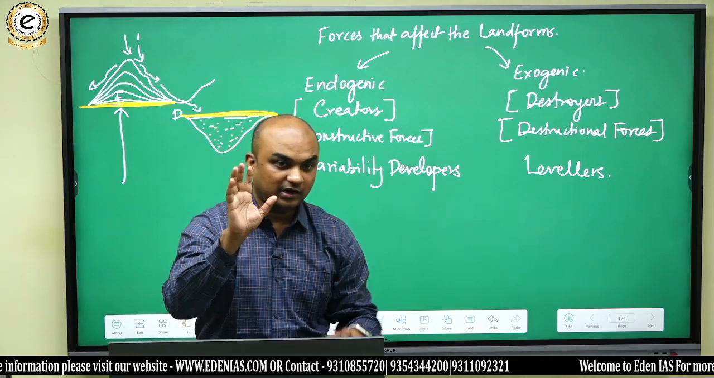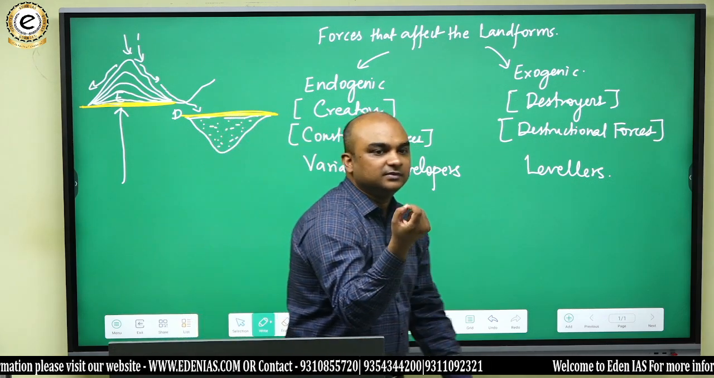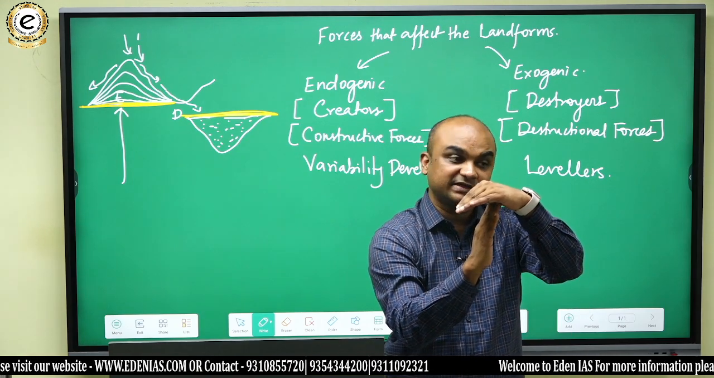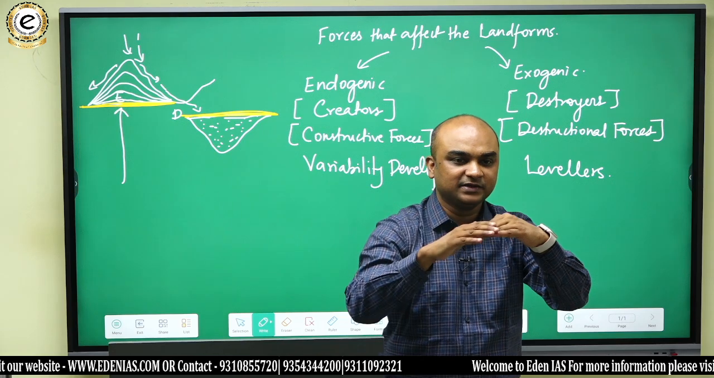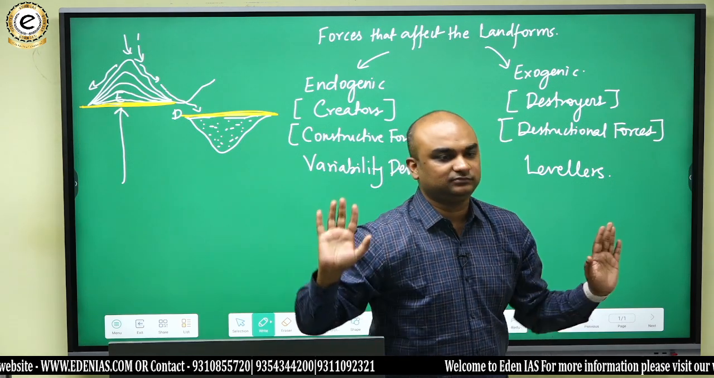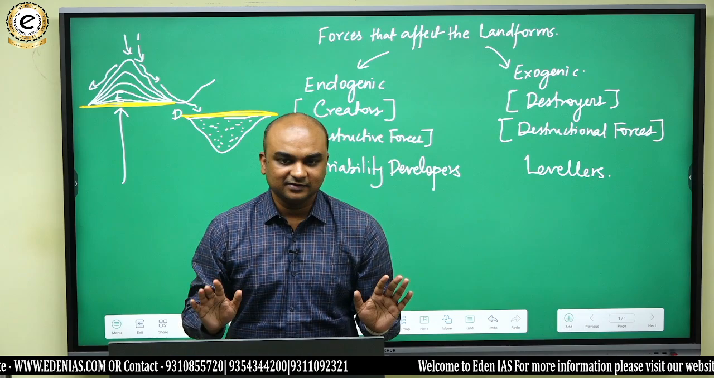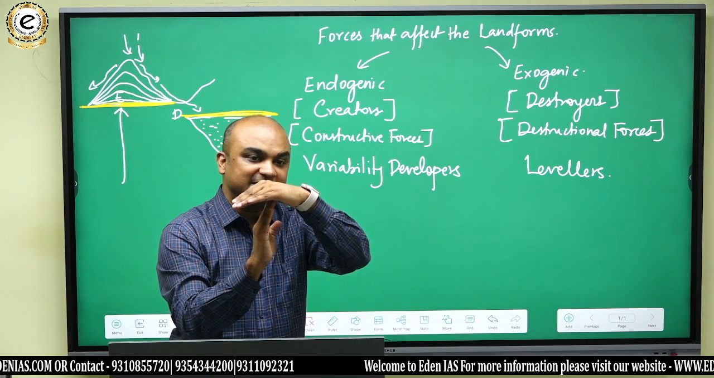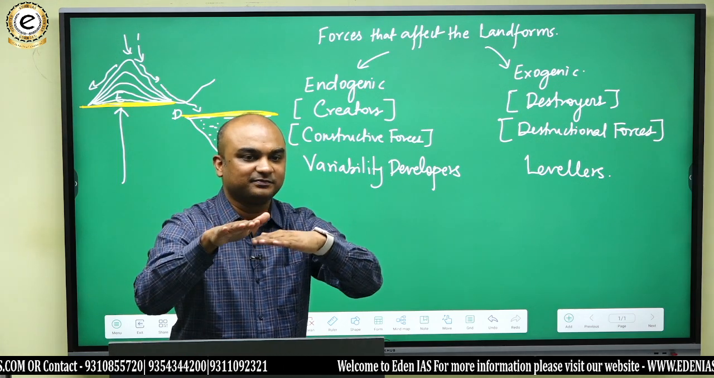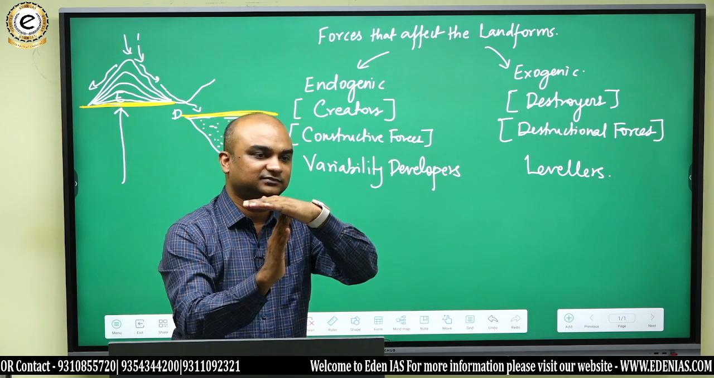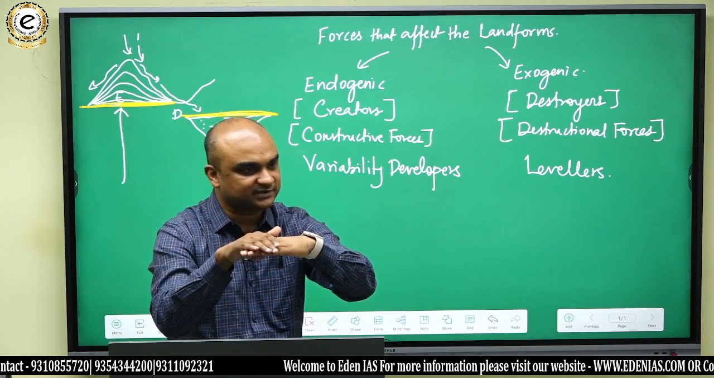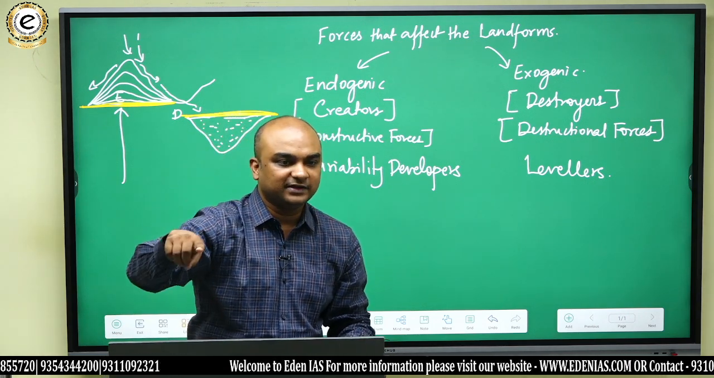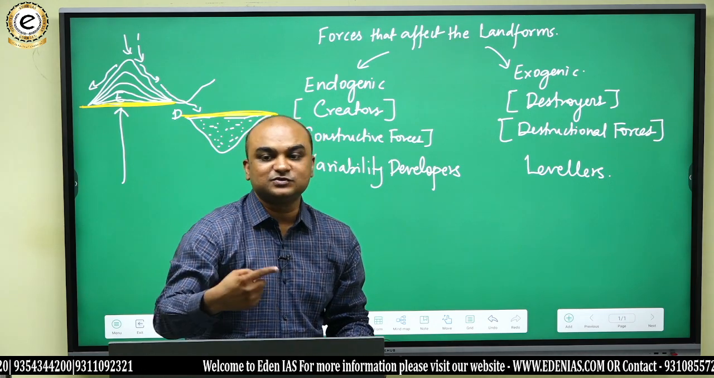So look here. Now try to understand this simple basic science. If the rate of upliftment is more than the rate of downcutting, the result would be an elevated landform. Do you get that? Whereas if the rate of upliftment is less than the rate of downcutting, then there would be no upliftment. It would be a planation surface. Got it? So what would be the height of a landform is dependent upon which is faster.